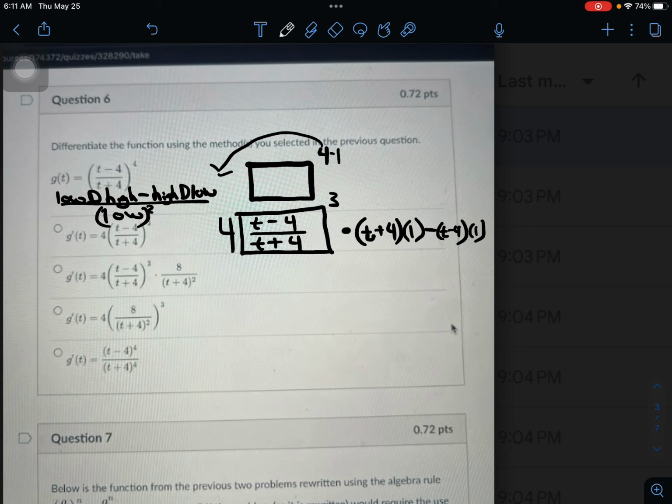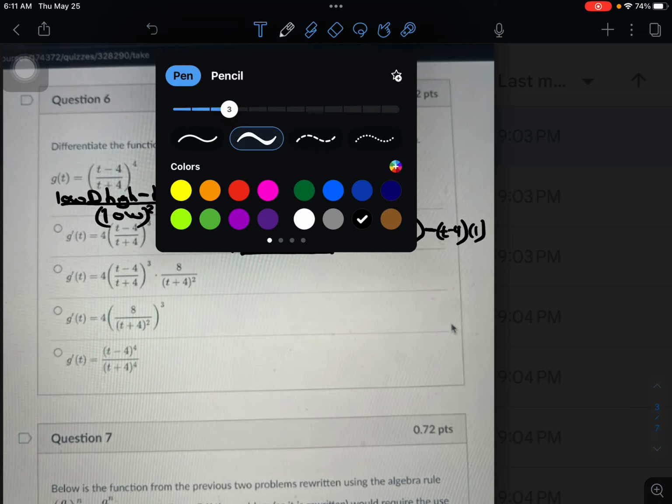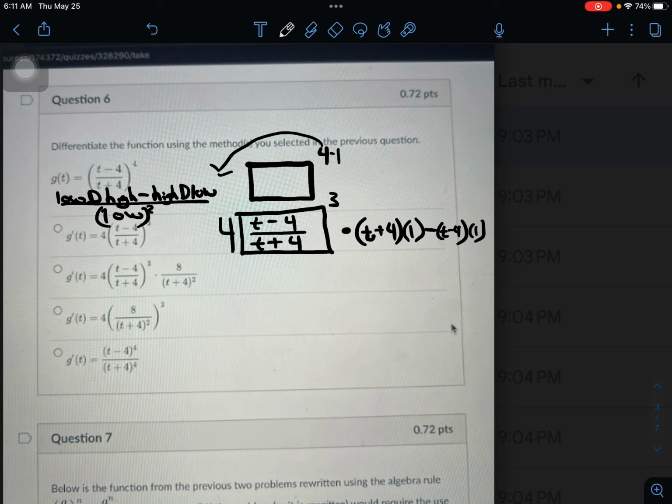And then I'm going to simplify this a little bit. I'm going to just drop this part down right here. I'm going to simplify that second part. If I have t plus 4 times 1, anything times 1 is just itself. So that's just t plus 4. Then I'm going to drop down my minus. And again, anything times 1 is just itself. So t minus 4 times 1 is just t minus 4.